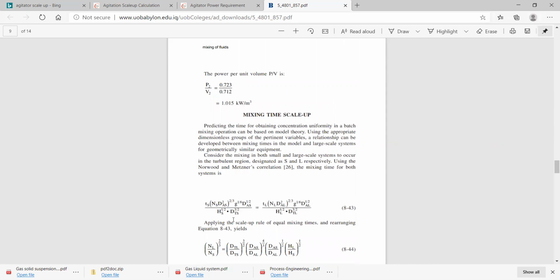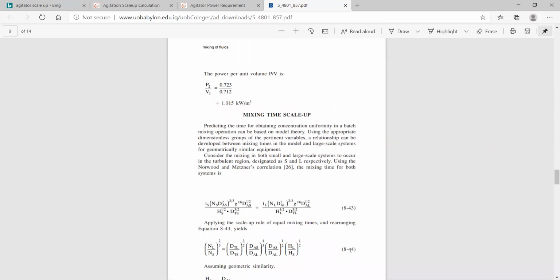Then we have mixing time scale up. Predicting the time for obtaining concentration uniformity in a batch mixing operation can be based on the model theory. Using the appropriate dimensionless groups for the pertinent variables, a relationship can be developed between mixing times in the model and large scale systems for geometrically similar equipment.